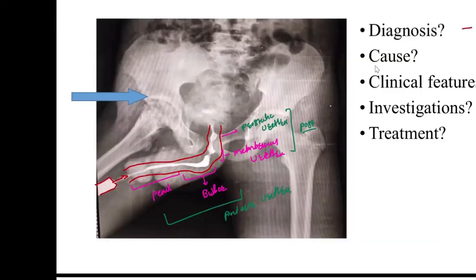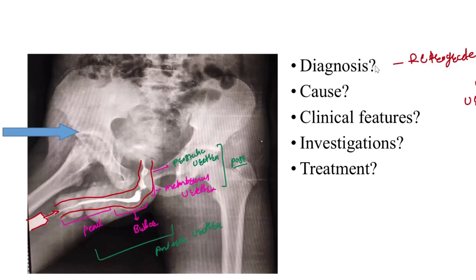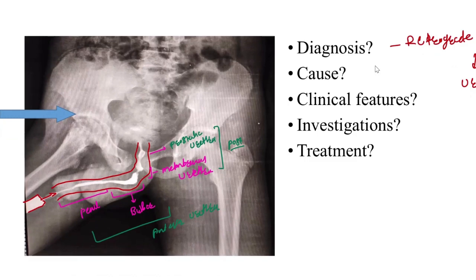So this is the X-ray showing the normal anatomy of the urethra. This is the retrograde urethrogram.